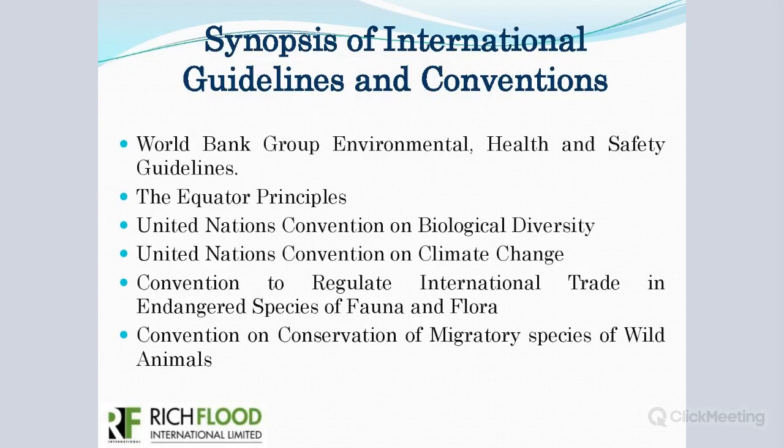Synopsis of international guidelines and conventions. Our main focus is the synopsis of the national environmental law, but I believe it's important we also look at it in the broad sense. Let us first introduce a few guidelines and conventions that we have at the world level. The first one is the World Bank Group Environmental Health and Safety Guideline. The second one is the Equator Principles, then the United Nations Convention on Biological Diversity, United Nations Convention on Climate Change, Convention to Regulate International Trade in Endangered Species of Fauna and Flora, and Convention on Conservation of Migratory Species of Wild Animals. So these are some of the conventions in place at the international level. And having said that, I want us to look at what we have in place.